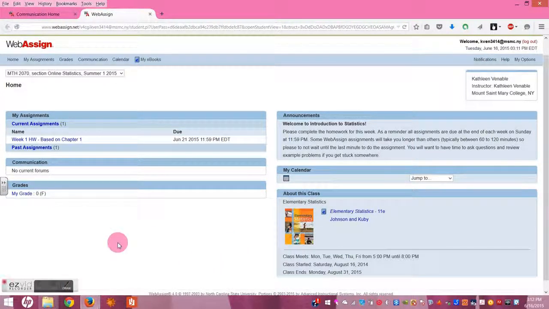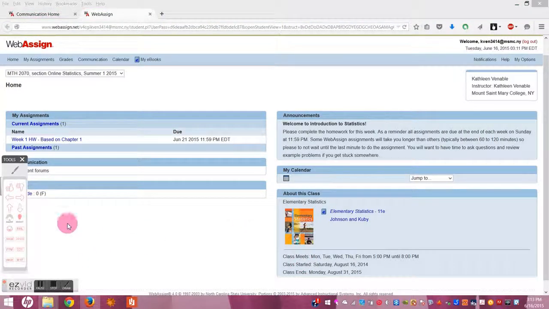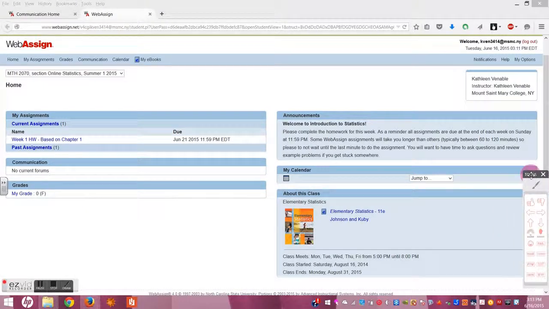So now that you're in WebAssign, you will have at least one assignment in this every week. You can log in and access your current assignments from our class. On occasion, I will post an announcement here.